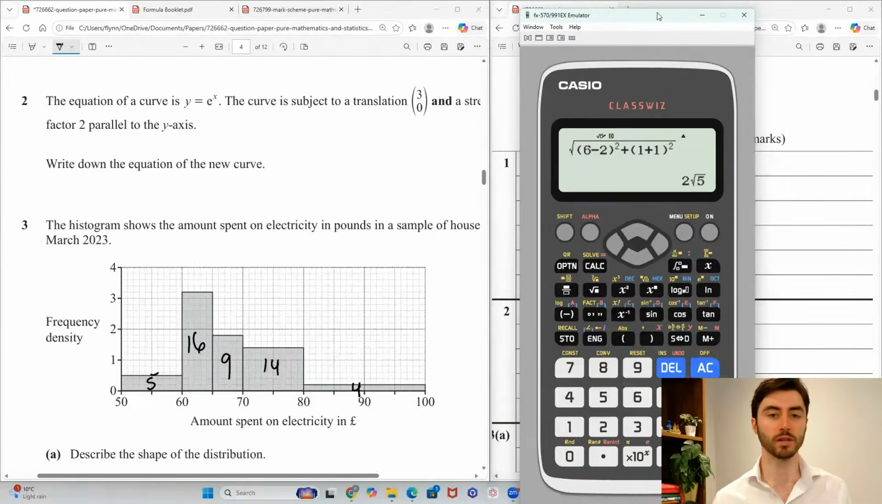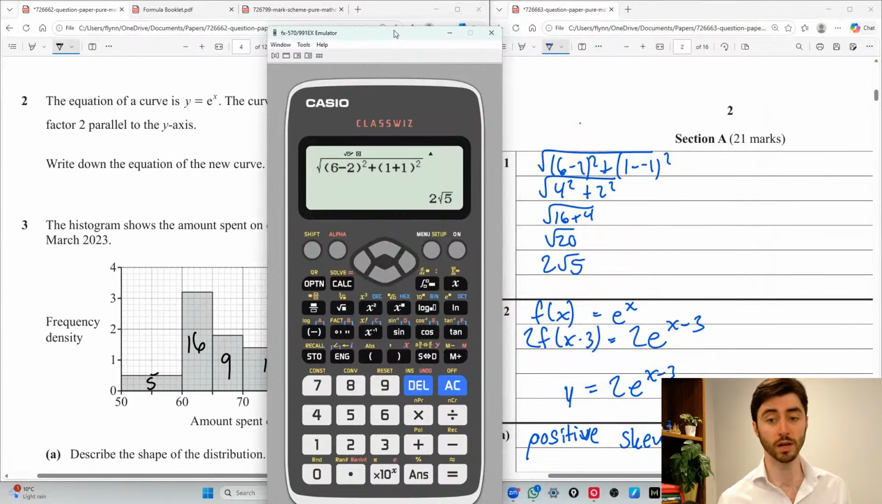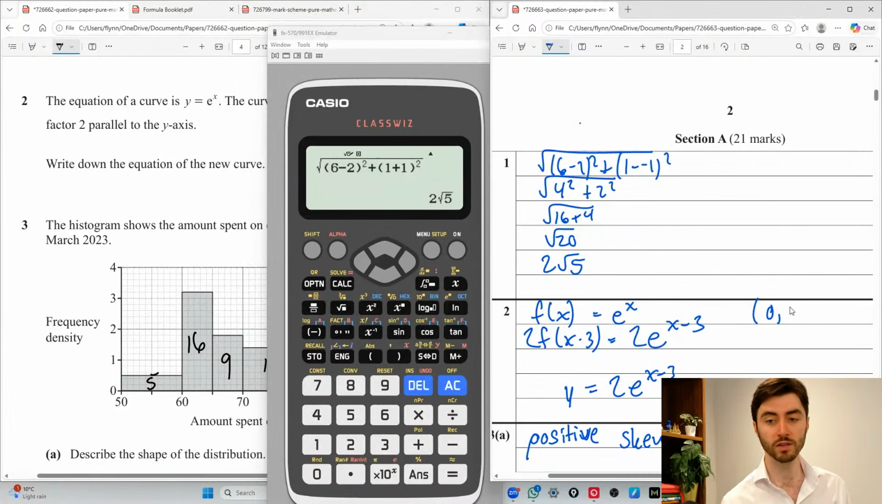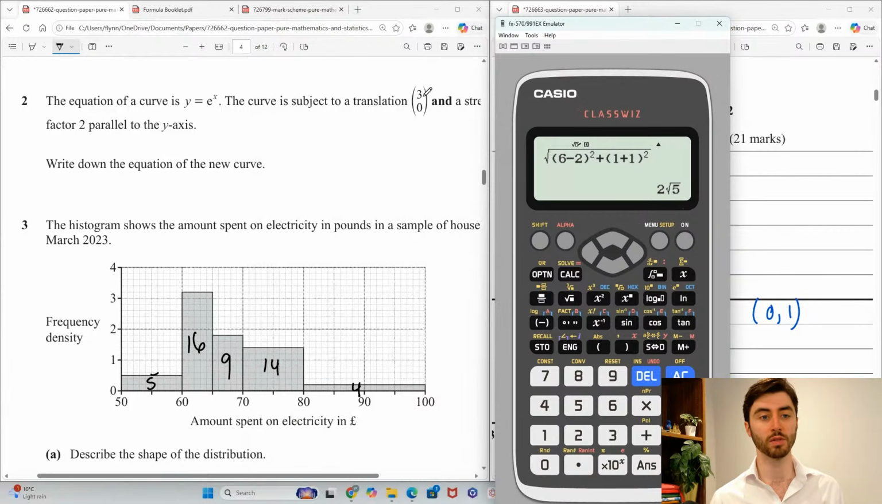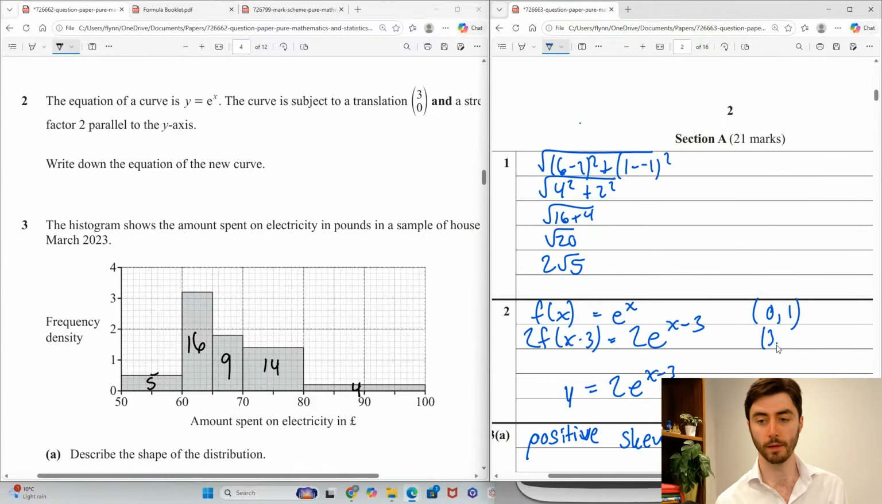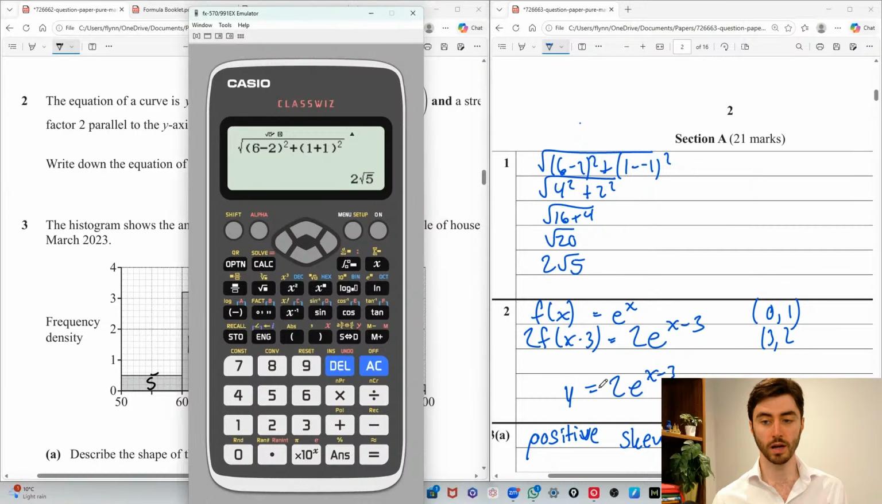This is a translation. Right, well, what we can do to check this one is we know that this one would go through the point 0, 1. Let's check to make sure the point 0, 1 is transformed in the way I want it to be. It should end up 3 units to the right, so it should end up at 3, 2. Let me check that 3, 2. So if I plug in a value of 3, do I get 2? Well, 2e to the 3 minus 3 does give me 2, and so yes, that is correct.